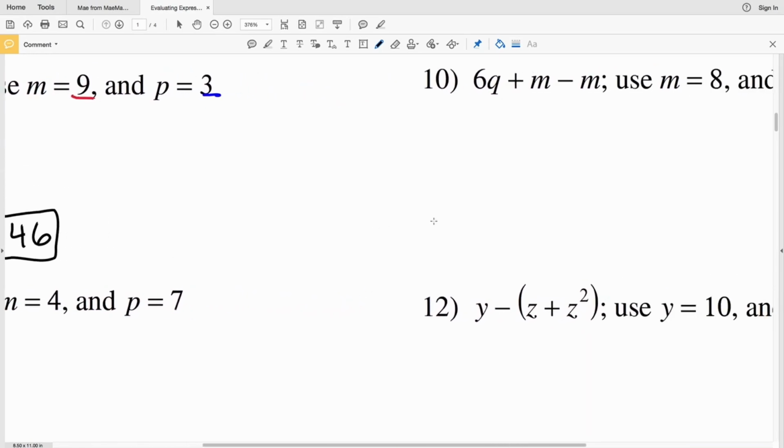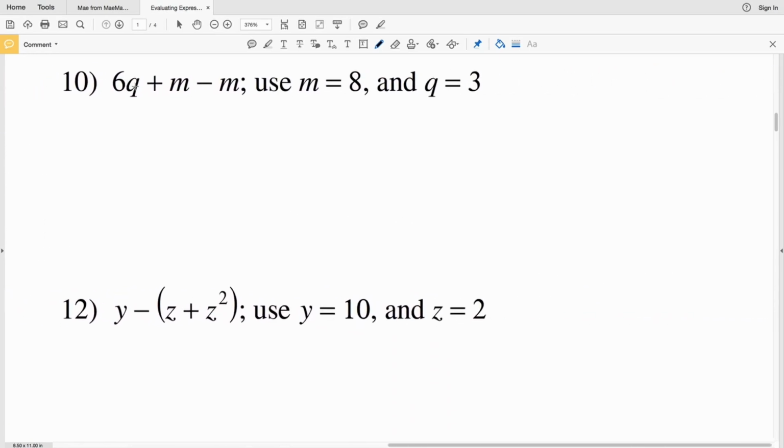Let's do one more and then we'll stop this video there. For number 10, we have 6q plus m minus m. So again, we have m twice in this expression. We can either take the value 8 and plug it in twice, or we can simplify first. Let's go ahead and simplify first. m minus m is just going to be 0. So we're going to be left in our equation with 6q plus 0, which we know to be 6q, because any number or any quantity added to 0 is that original quantity.